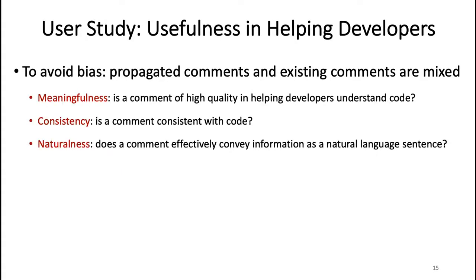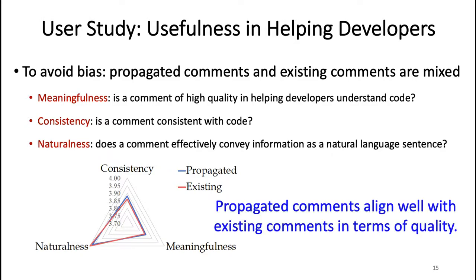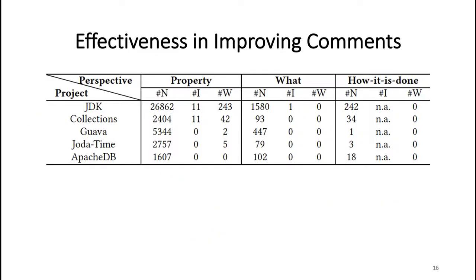To evaluate the usefulness of CPC in helping developers, we conducted a user study involving 14 users. To avoid bias, propagated comments and existing comments are mixed together, and the users are unaware of whether a comment is propagated or existing. For each comment, we measure 3 perspectives: meaningfulness, consistency, and naturalness. The figure here gives the comparison results, and it shows that our propagated comments align well with existing comments in terms of quality.